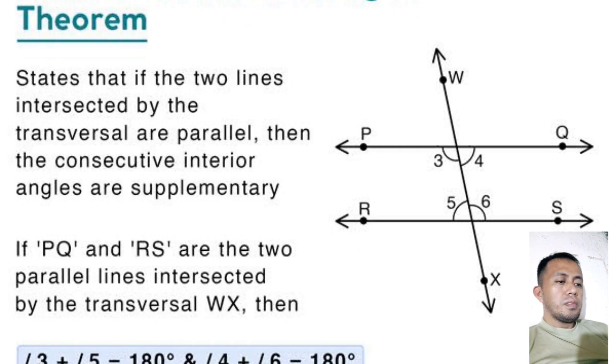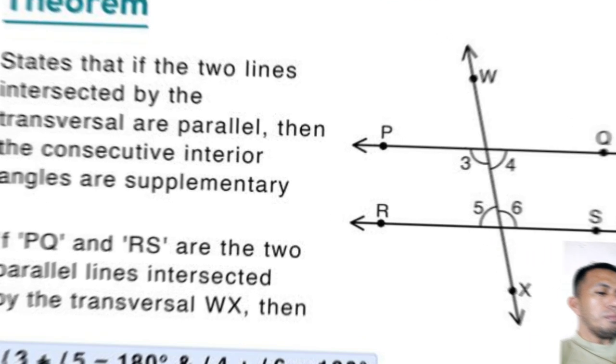Sixth, consecutive interior angles theorem. Statement: if two parallel lines are cut by a transversal, then the consecutive interior angles are supplementary. Explanation: consecutive interior angles, sometimes called same-side interior angles, are on the same side of the transversal and inside of two parallel lines. These angles add up to 180 degrees when the lines are parallel.